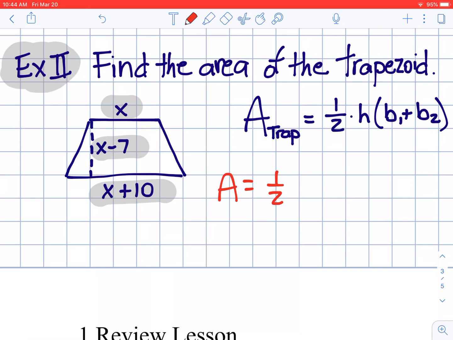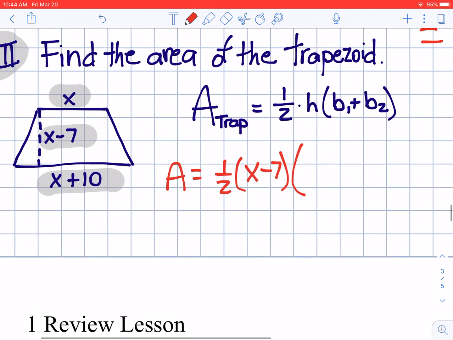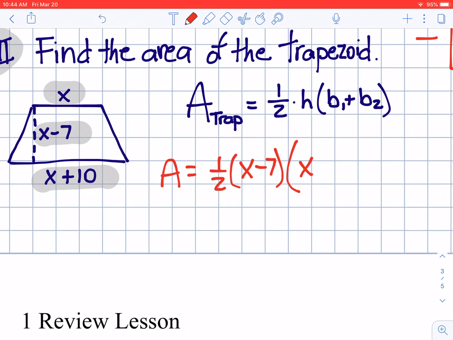1/2, there's the formula, times the height, which is x minus 7. Now I've got to add the two bases up. x is the top base, the bottom base is x plus 10. Okay, again, I'm getting that from that formula right there. And they will give you the formula. You don't have to memorize that. In geometry class, you will need to know that formula, but right now you can just trust that it is what it is.